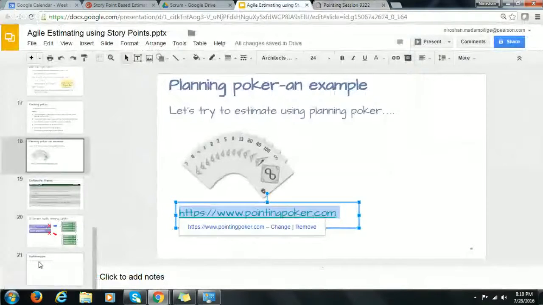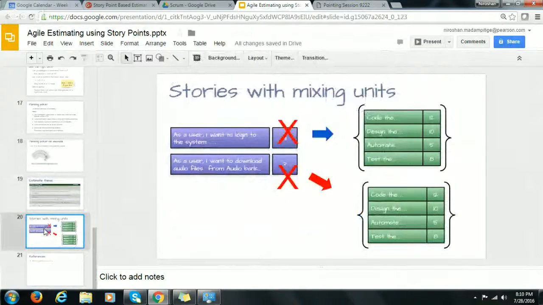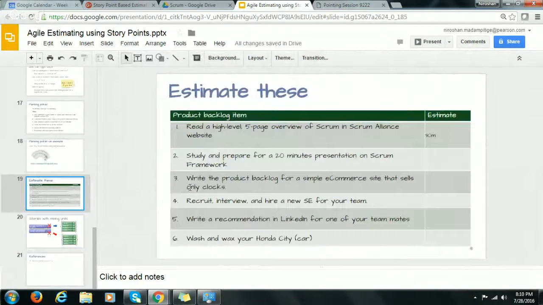So let me go back to the slide deck. And then again, if you want to estimate any other story, you do the same thing. Study and prepare for a 20 minutes presentation on Scrum framework. So again, you could estimate the same way using a tool like that, or using a slide deck, sorry, a planning poker card deck.